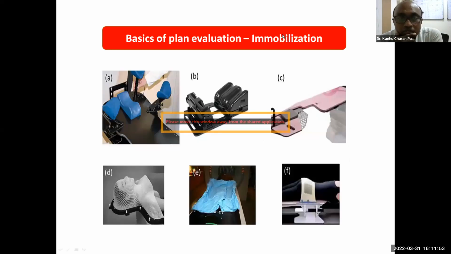If you see the steps of immobilization, starting from the neck rest to the SRS mask to the vac-lok to the breastboard, all these are very important, which can be reproducible during the treatment, and the patient should be comfortable. So this is called the simulation process. Simulation contains two procedures, immobilization and reproducibility. If it is not reproducible in your treatment room, there is no meaning of proper immobilization. Proper immobilization is very important and it should be comfortable to the patient.